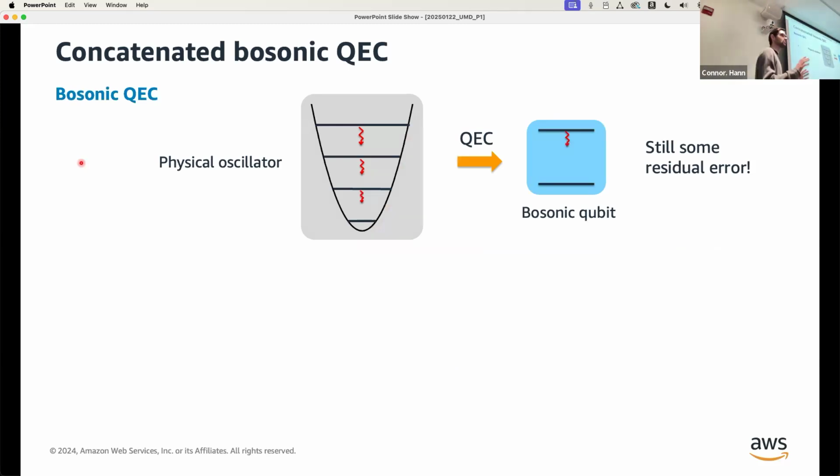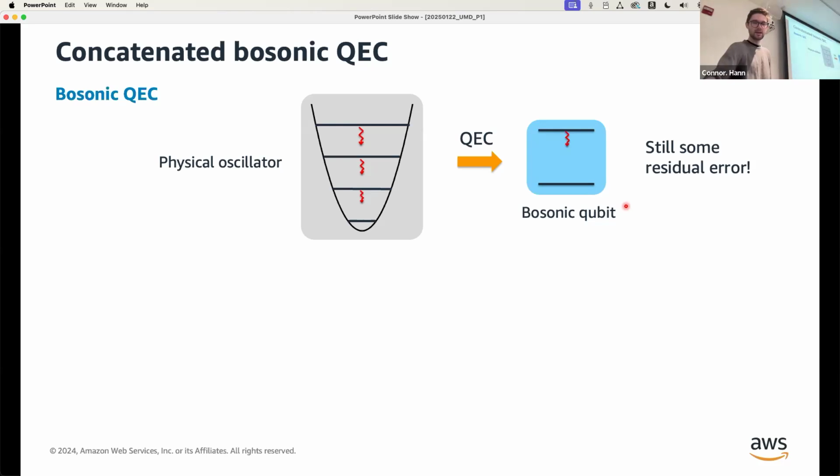Now, unfortunately, this isn't the whole story for bosonic quantum error correction, in the sense that we don't generally expect to be able to get all the way to a good logical qubit with, say, 10 to the minus 10 error with just a single bosonic mode. That is to say, we expect that even with this bosonic quantum error correction, the encoded bosonic qubit is probably still going to have some residual errors that are going to need to be corrected.